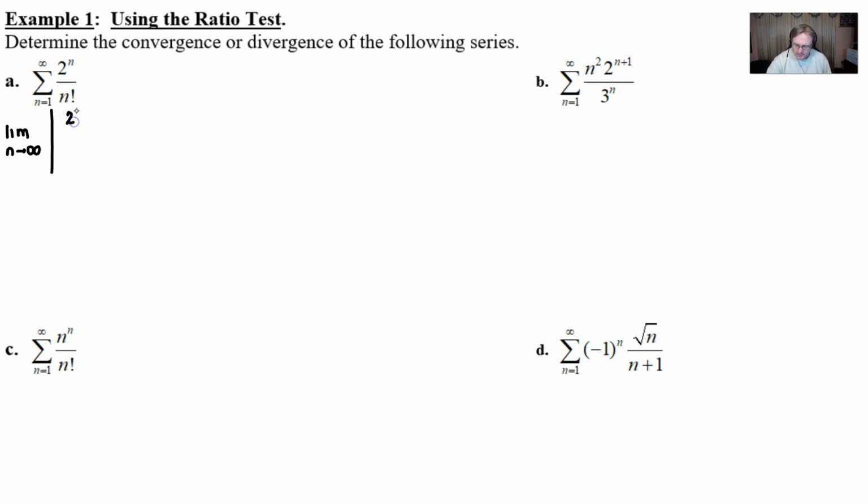So you're going to start by taking the nth plus 1 term, which is just simply all of these n's changing to n plus 1. Once you do that, you're going to divide by the original term, which is 2 to the n over n factorial. And like I said, all of this is going to be inside these absolute values.